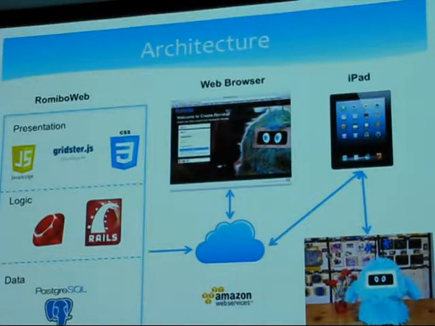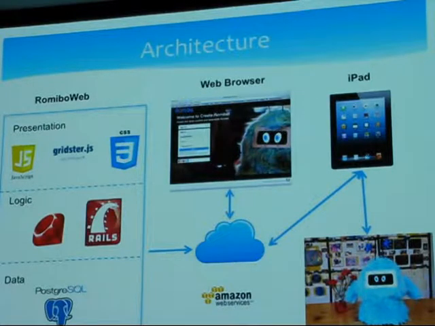And so, now that I've given you a little bit of context and background, I'll hand over to my colleague John here, who's going to talk a little bit about Romibo Web and the architecture. So, as Danny explained, Romibo Web is actually just a web application. It's built on top of Ruby on Rails. It's a three-tier architecture for the presentation, logic, and data.